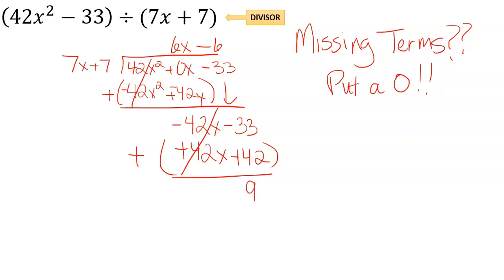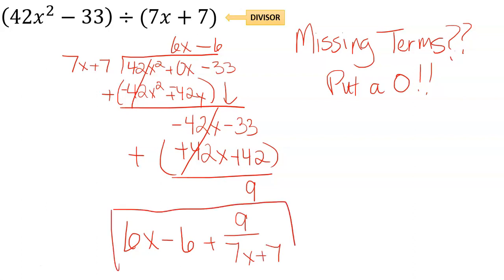So now I'm ready to write my answer. My answer is up there at the top. 6x minus 6 plus my remainder over my divisor. Throw me a box around this. Final answer, 6x minus 6 plus 9 over 7x plus 7.